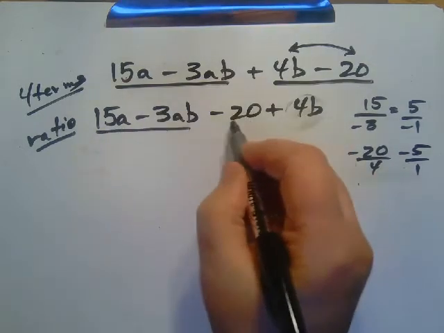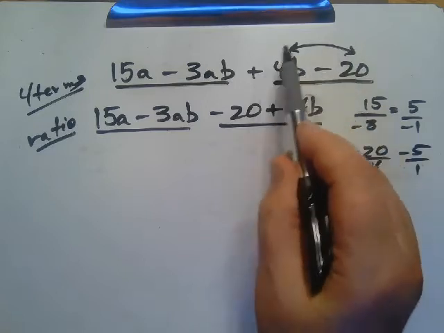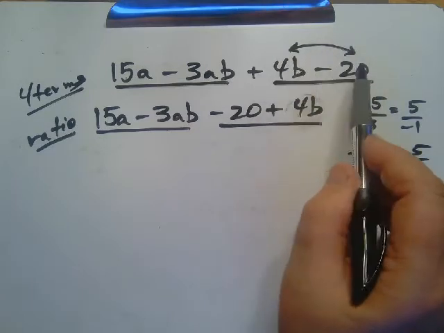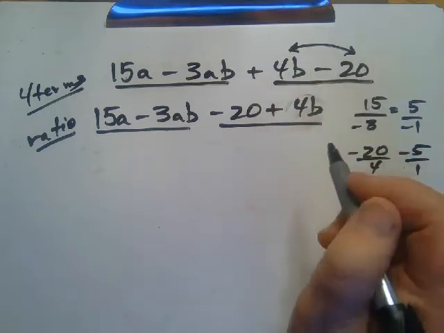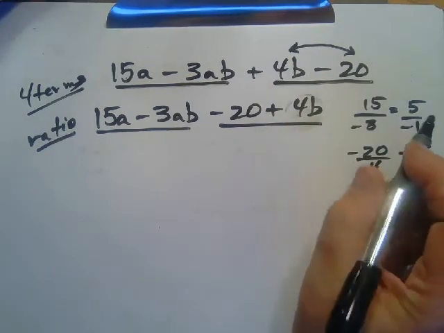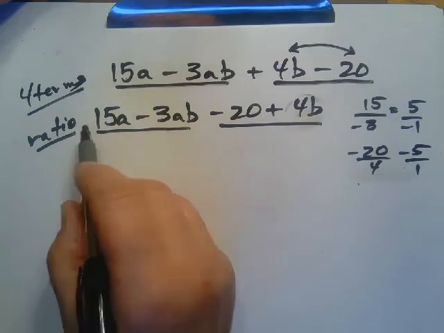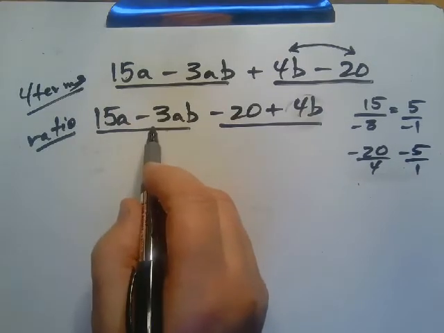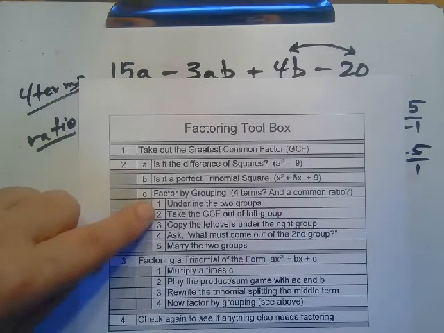So we're going to underline the two groups. And what this tells us is sometimes we may have to turn some around in order to see what that ratio is. Had to turn these two around so that I could see it. That happens every once in a while. All right, let's take a look at this first group. What can I take out of the first group? Remember that first step, greatest common factor. I've underlined the two groups.